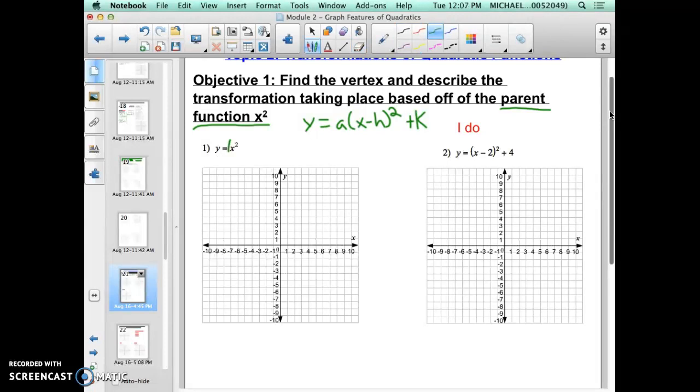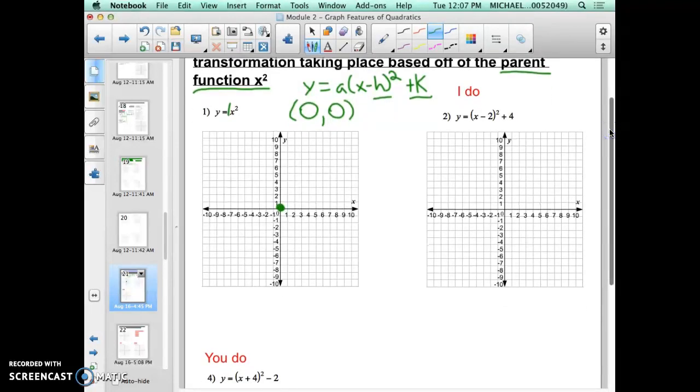It doesn't have an h value or a k value. That doesn't mean they don't exist. It just means that there's no movement happening. So the h value and the k value for the parent function of x squared is 0, 0. So the x and y value of the vertex are 0, 0. So that is my vertex, 0, 0. I'm going to base everything I do within these objectives off the parent function vertex of 0, 0.